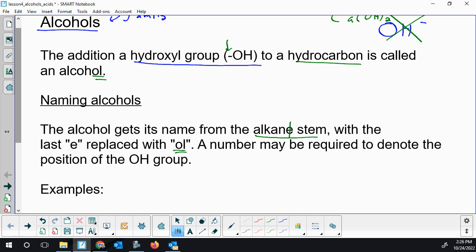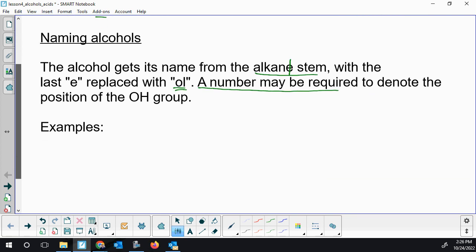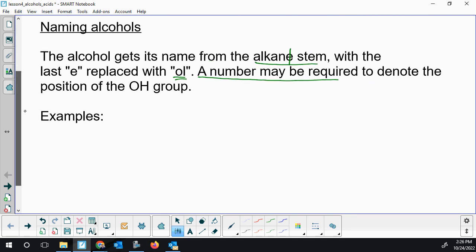Okay. Once we put in some coded information, we often have to tell the reader where it is. Okay. So a number may be required to tell the reader where that hydroxyl group is. Most of the time you'll need a number. Okay. Sometimes you don't need a number because there's only one possibility. So let's look at a bunch of drawing and naming examples.